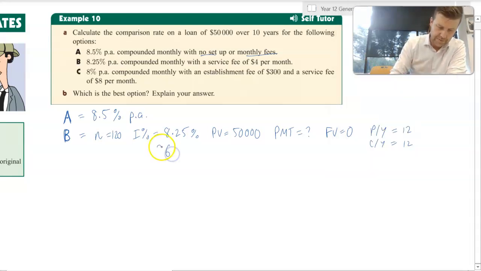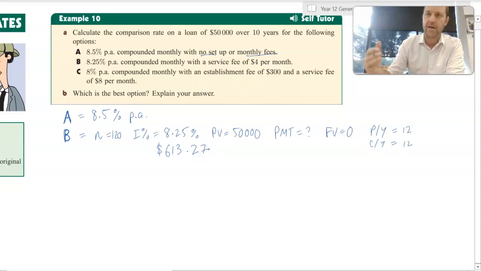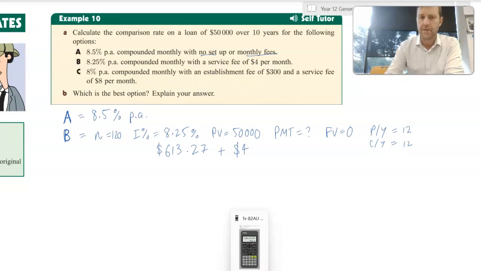$613.27. So $613.27 is how much you'd have to pay back per month at 8.25% to borrow $50,000 over 10 years from Bank B. But keep in mind, they're also charging a $4 service fee. So we're going to add that $4 back on to the PMT because that's per month.